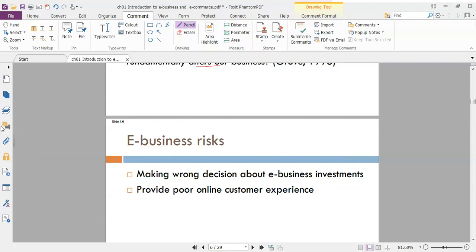And then next, what is the risk? Provide poor online customer experience. This is what I said earlier: if we do not prepare and plan for a better website, it will become a risk to the business. So customers will be fed up with your website, and then they will switch to other businesses because of the poor online customer experience.